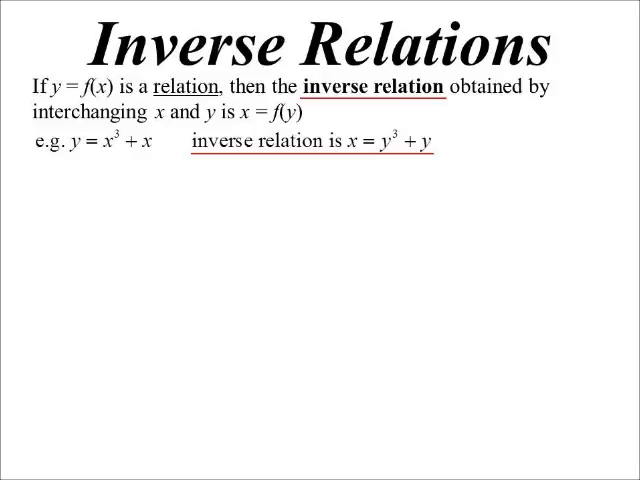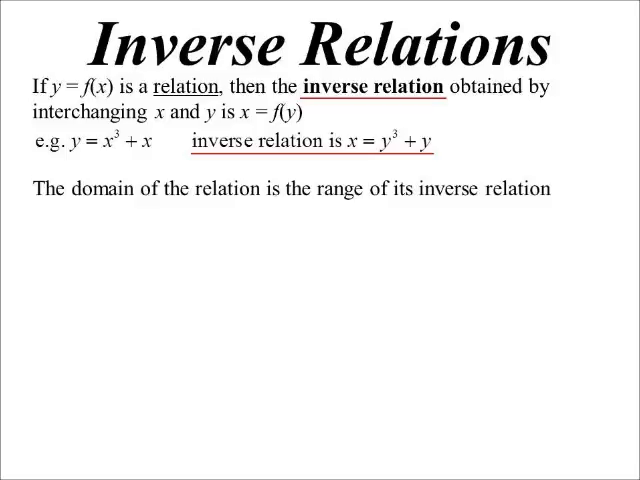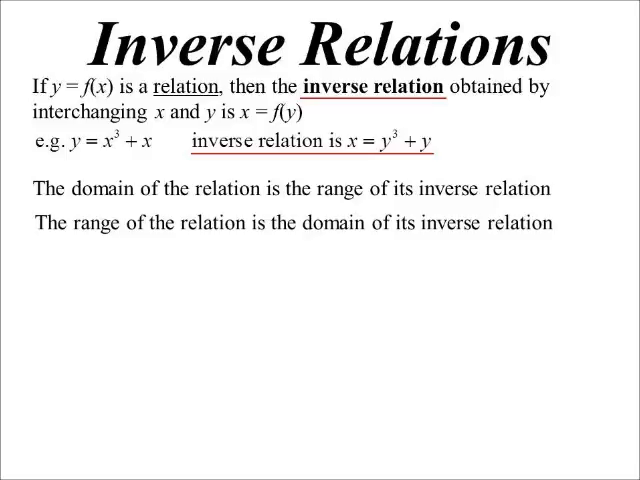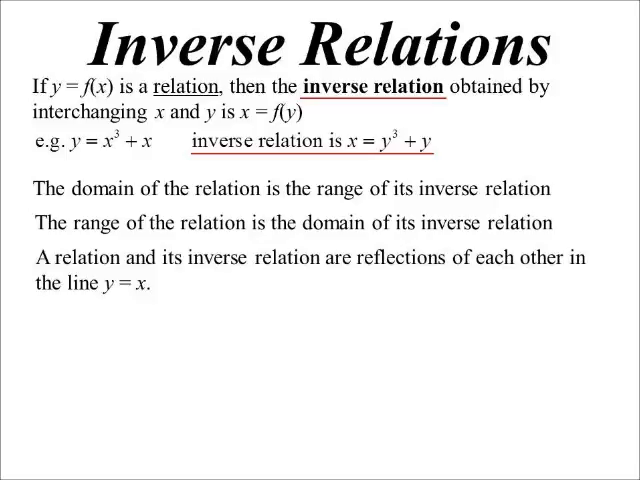Now, that's interesting. But what's more interesting is this. As far as the picture goes, because we swapped the x and the y's around, what effect do you think it has on our picture? It's actually reflected in the line y equals x. The domain of the relation becomes the range of the new inverse relation, and vice versa. So the range of the relation becomes the domain of the new inverse relation. Okay. And there it is.